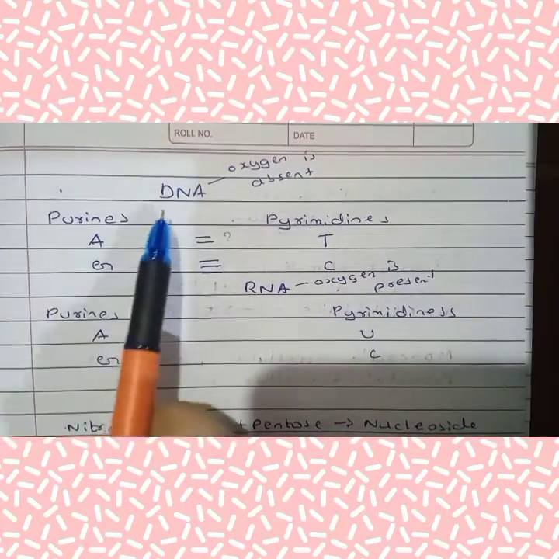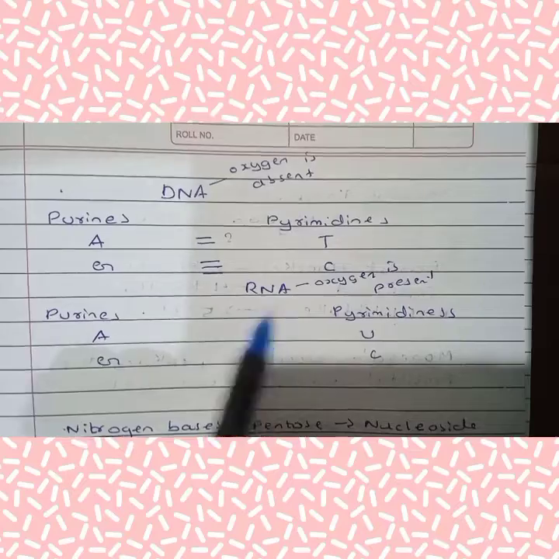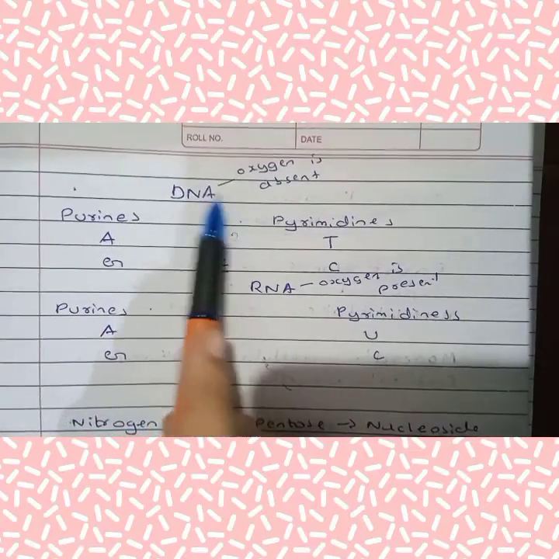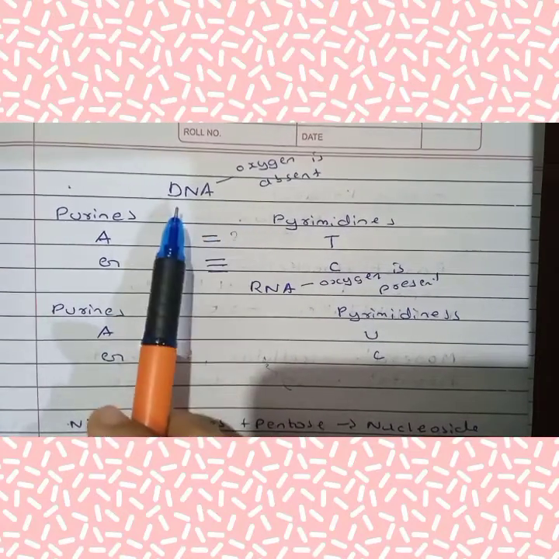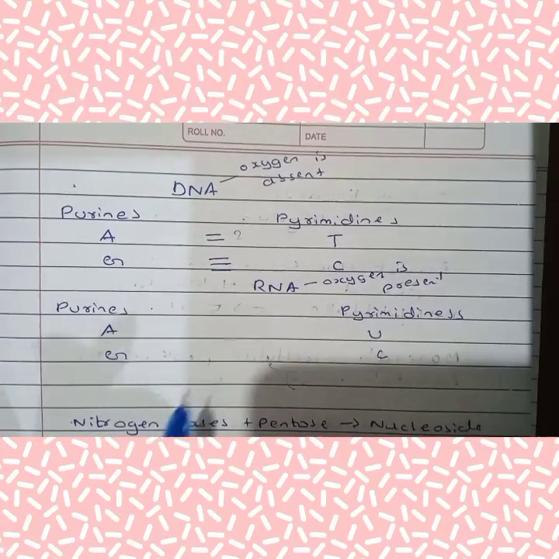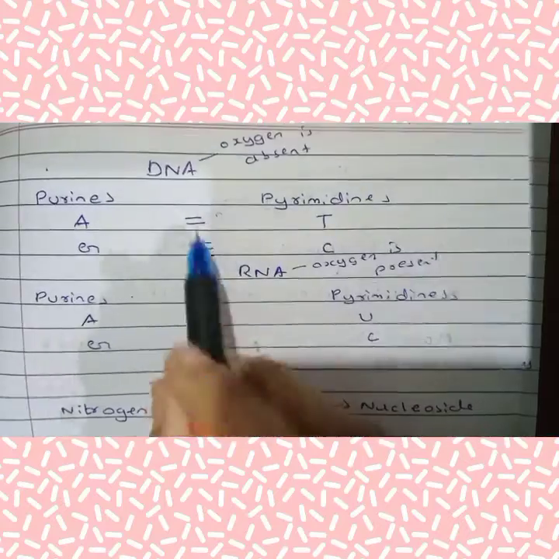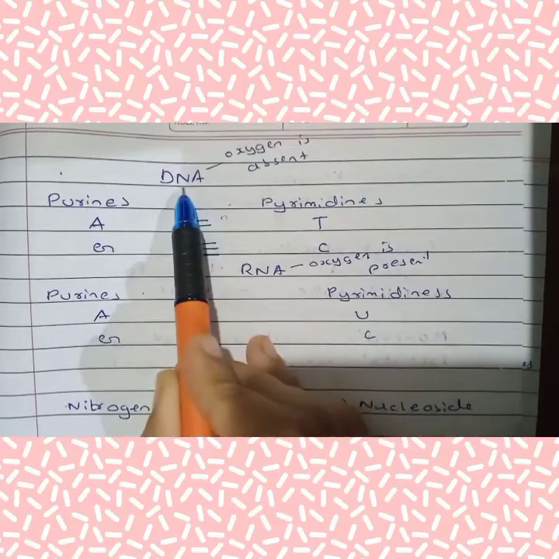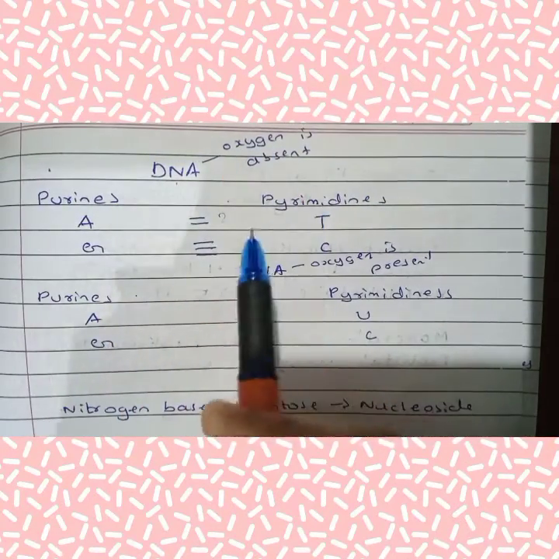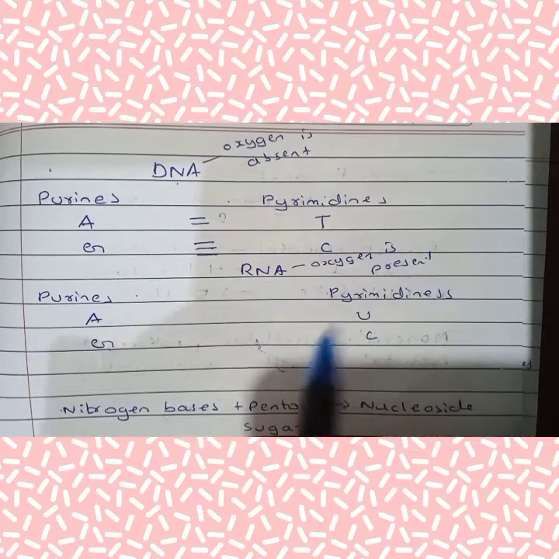Now let's study DNA and RNA. So DNA means deoxyribonucleic acid. It is known as deoxyribonucleic acid. It means the oxygen is absent in DNA. It does not have that oxygen, whereas ribonucleic acid has oxygen.